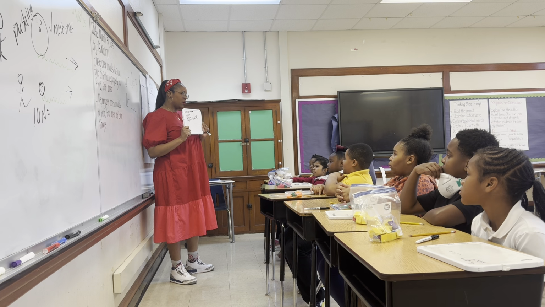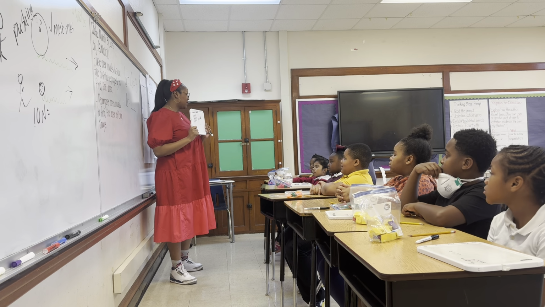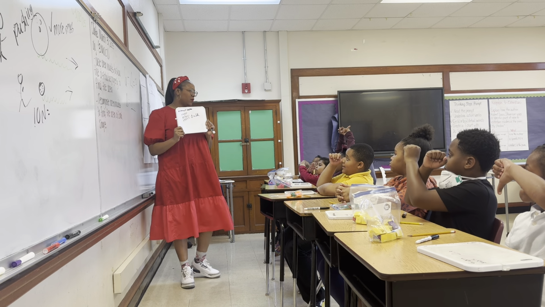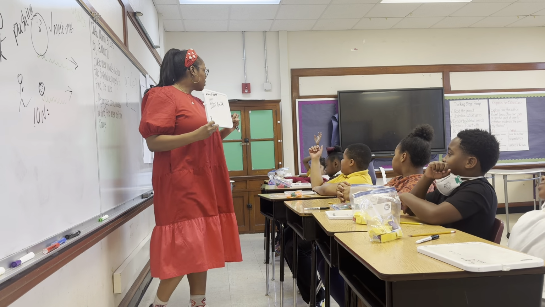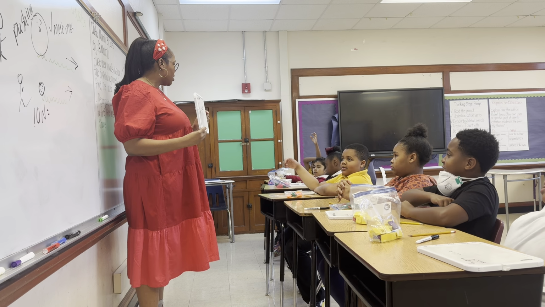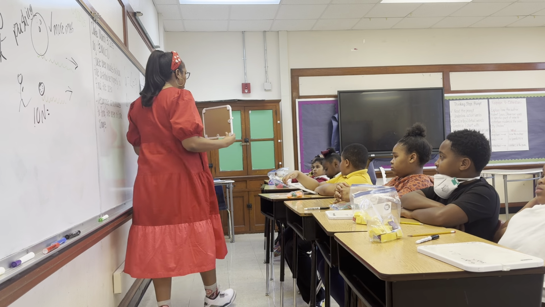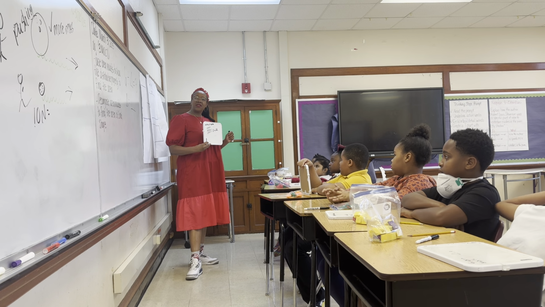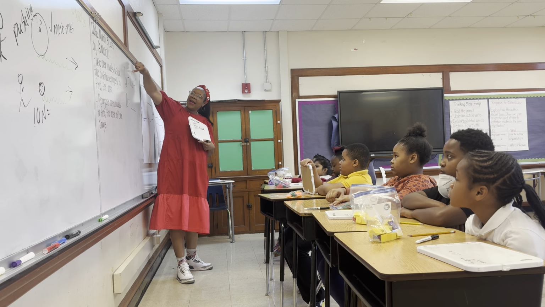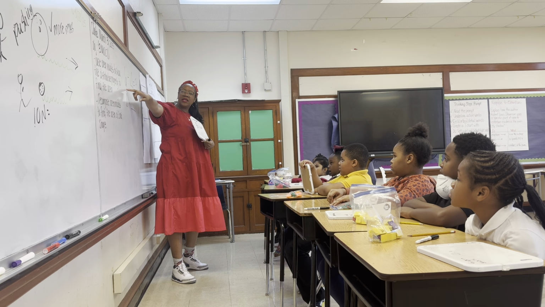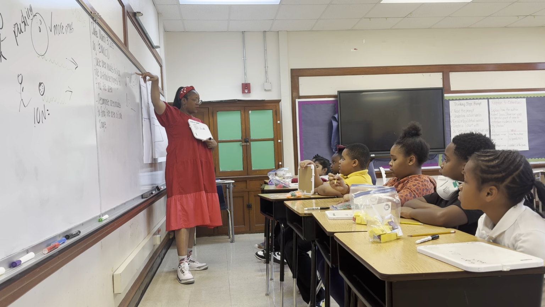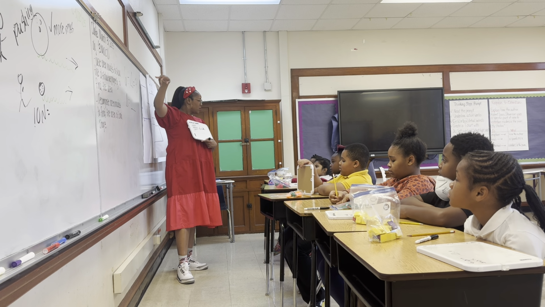Clap once if you agree. Put an X if you disagree. Someone tell me why we disagree with Mackenzie's thinking. Because 3 times 6 is 18. Okay, so if we put an 18 right here, could we read this as 6 divided by 18 equals 3? No. We would have to change out the 18 and the 6.